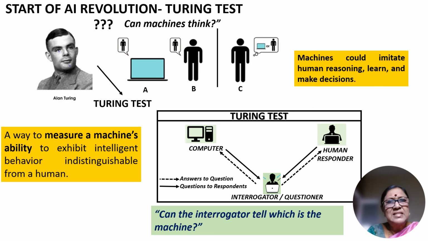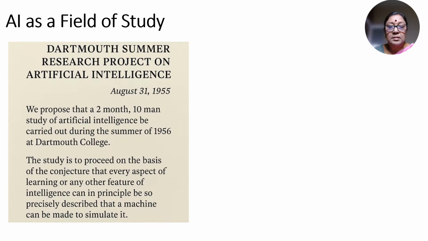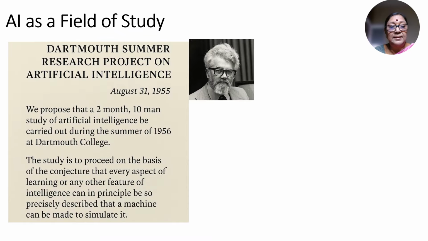So it was a very simple text question and answer. But this is where he started. He gave a small starting point for machine behavior being similar to human behavior. Then came the next person, John McCarthy.